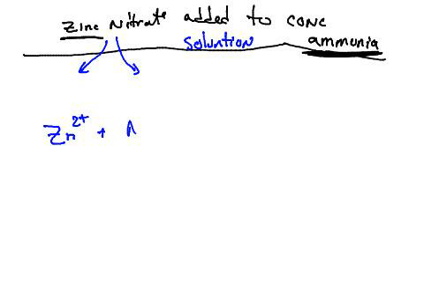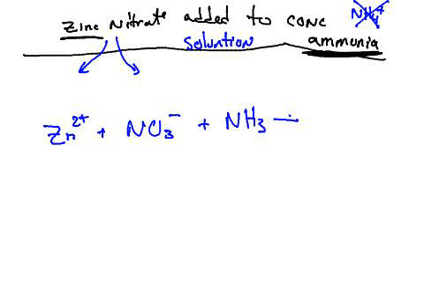All nitrates are soluble. And then I'm going to say plus ammonia. The formula for ammonia is NH3. Now, don't confuse ammonia with ammonium. That's NH4 positive. It is not the same thing. No ligands with ammonium.